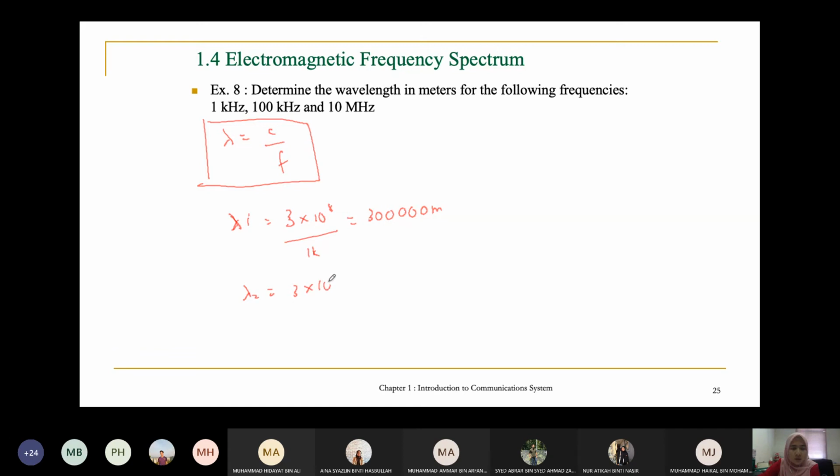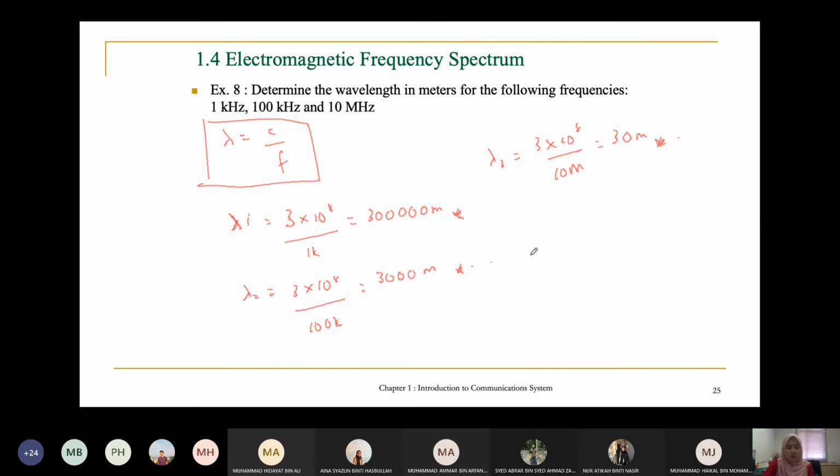For lambda 2, this is 3 times 10 to the power of 8 divided by 100 kilohertz. So you will get 3,000 meter. For lambda 3, 3 times 10 to the power of 8 divided by 10 megahertz, you will get 30 meter. Okay, very straightforward calculation. So that one is for wavelength.